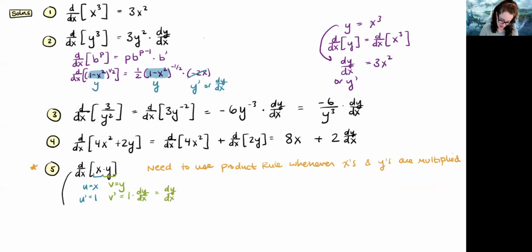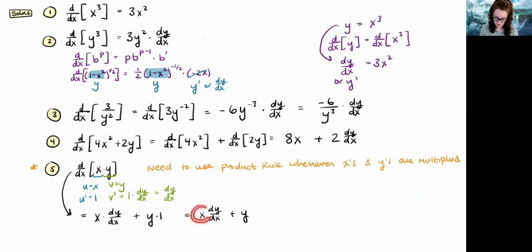Okay, now putting this all together into the product rule, we get the first times the derivative of the second, so u times v prime, so it'll just be x times dy dx. Then we add the second times the derivative of the first, so v times u prime. So it'll be y times 1, or just y. We can just write this as x dy dx plus y. And there's the derivative of that thing, right?